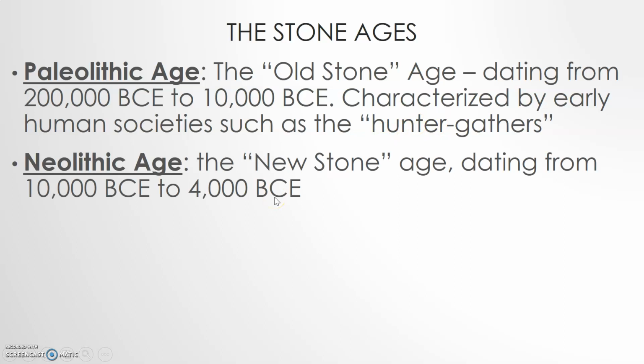Then what you get is the Neolithic age, right? So Neo meaning new. So this is the New Stone Age from about 10,000 BCE. So BCE is before the current era. 10,000 to 4,000 BCE is the Neolithic Age, the New Stone Age. So the Stone Age is broken up into two, old and new.